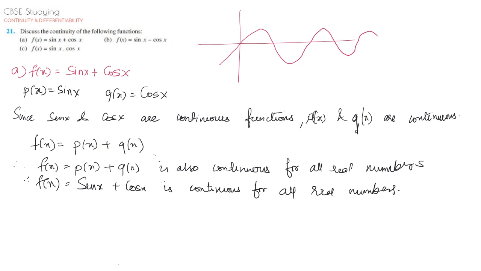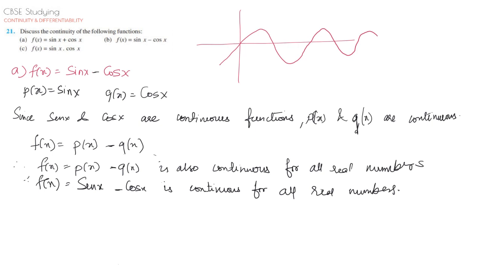Now for the second part, what are you going to do? Instead of plus, there is a minus sign. So I'm just going to replace all the pluses with minuses and the rest of the part remains exactly the same. So here we have p of x minus q of x and it is continuous for all real numbers. That's your second question.